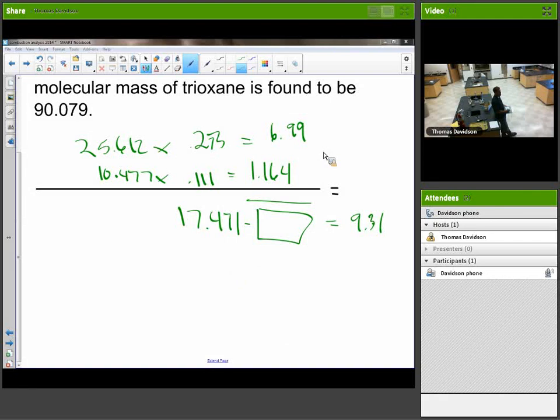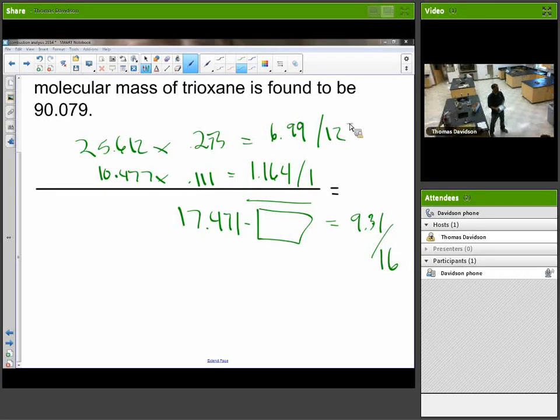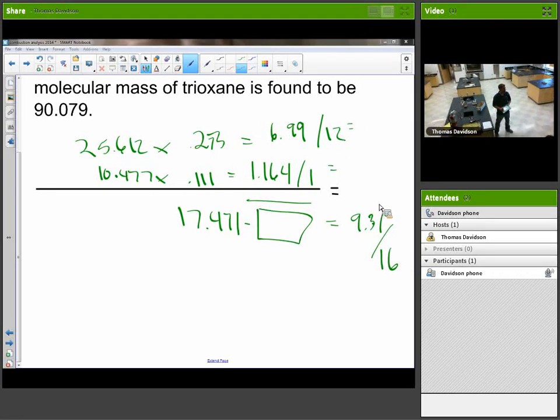To each of these, I then had to divide by their molar mass. 12, 1, 16. Does everyone know where I got 12, 1, and 16? Raise your hands if you know where I got 12, 1, and 16. Okay. Tell Brittany where I got 12, 1, and 16. All right. That gave me 3 numbers. And I'm going to put this equal sign up here. You all right with that?